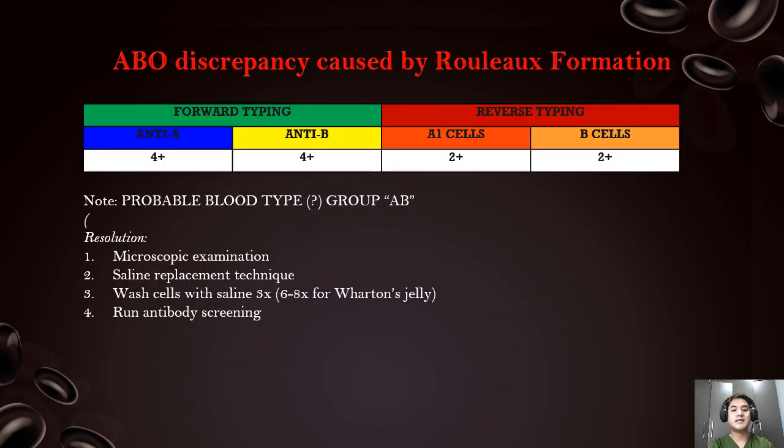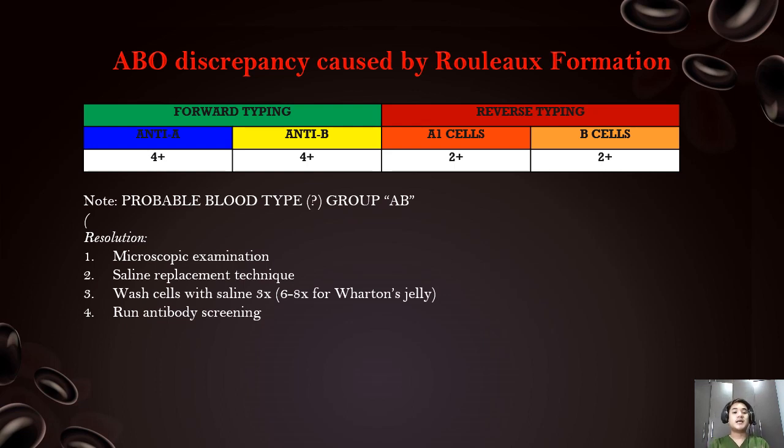So here is a nice case presentation of your ABO discrepancy caused by rouleau formation. Remember, class, that when there's a strong agglutination of 4 plus in an ABO grouping, that is clinically definitive of the resulting blood type already. So given the data of results, we can see that the probable blood type of this patient is blood type AB, given that it has a strong reaction on the forward typing for anti-A and anti-B, meaning to say we should expect a negative agglutination on the reverse typing.